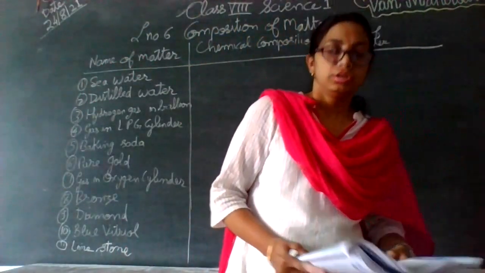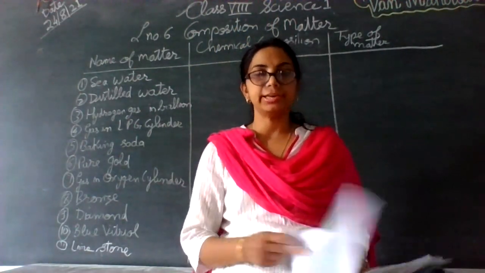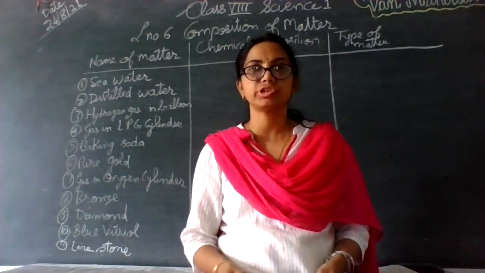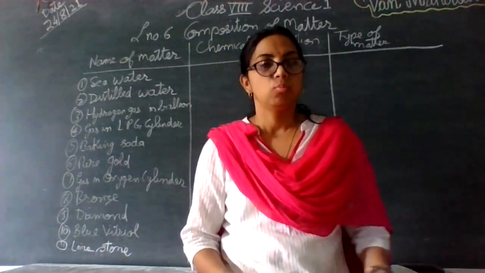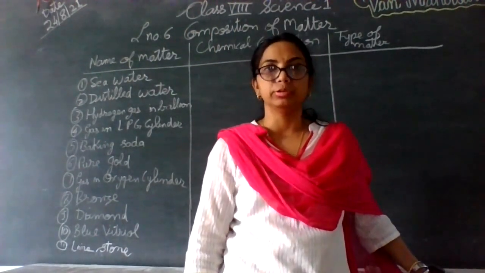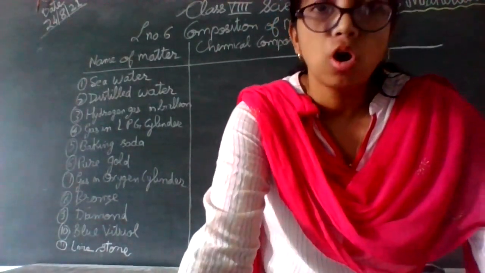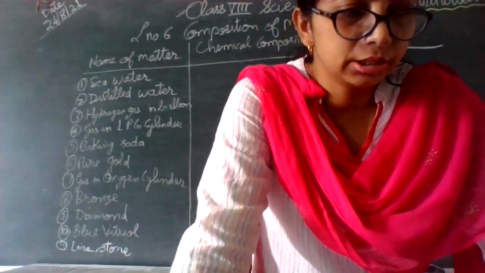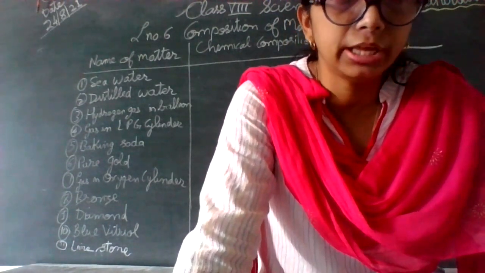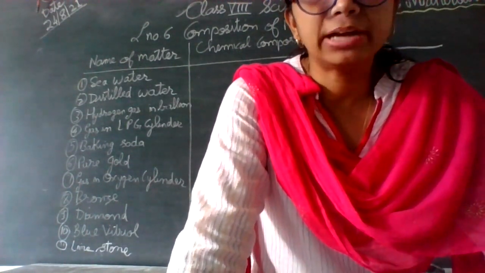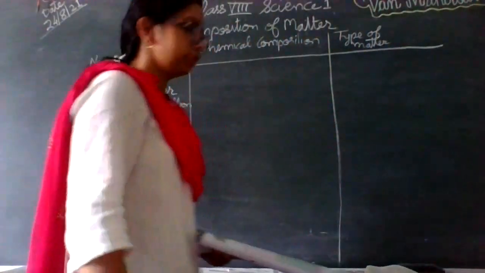Hello students. So yesterday we discussed certain question answers given in the exercise behind our lesson number 6, composition of matter. And today we are going to continue with certain more questions related to this chapter. The next question was about the chemical composition of some matter given in the table on the board, and we have to identify the type of matter they are made up of. So let us start with this chart.